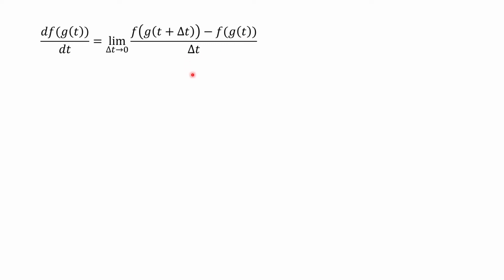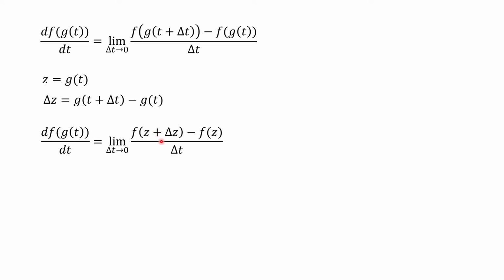Now, to make our life a little bit more simple, let's introduce notations. Let's call g of t here as z, and let's call delta z the difference between g at point t plus delta t and point t. In this case, our derivative is going to be f of z plus delta z minus f of z divided by delta t. The next thing, I'm going to do a trick. I'm going to divide this function by delta z.